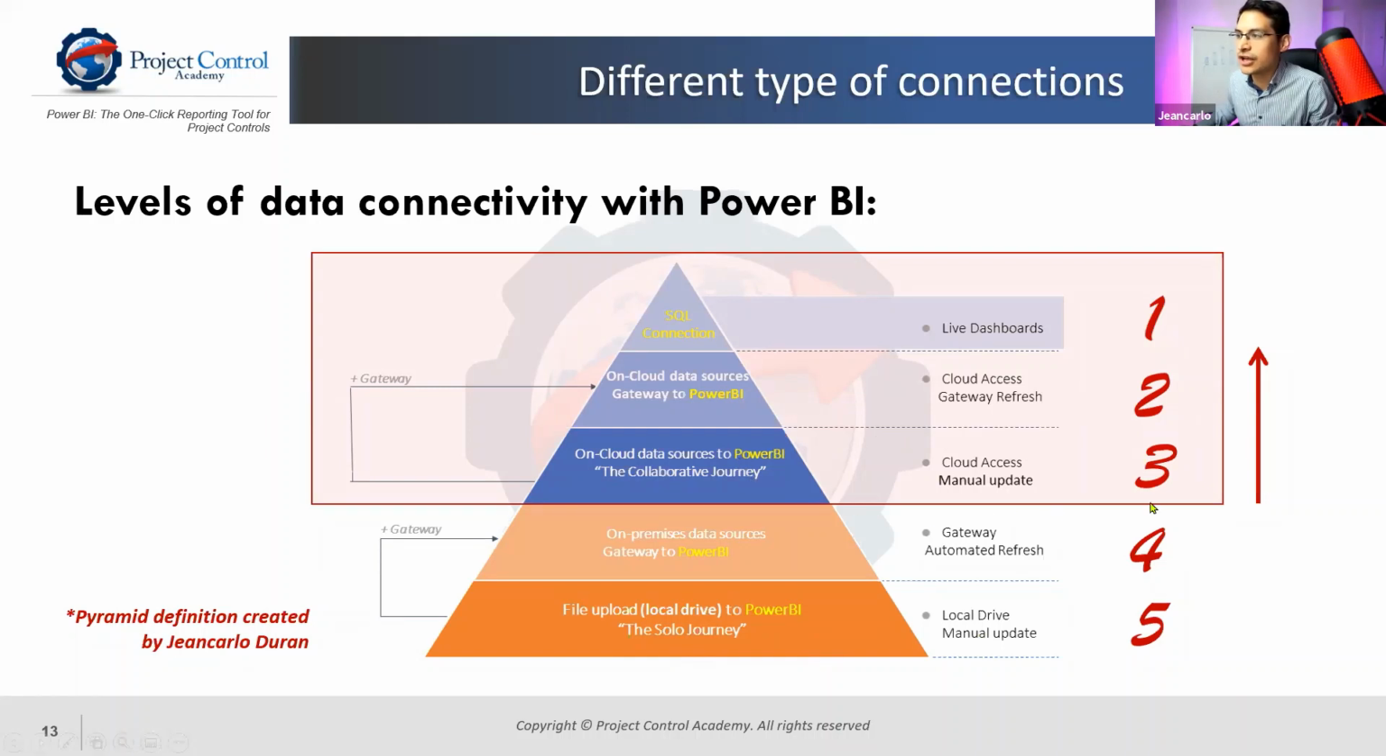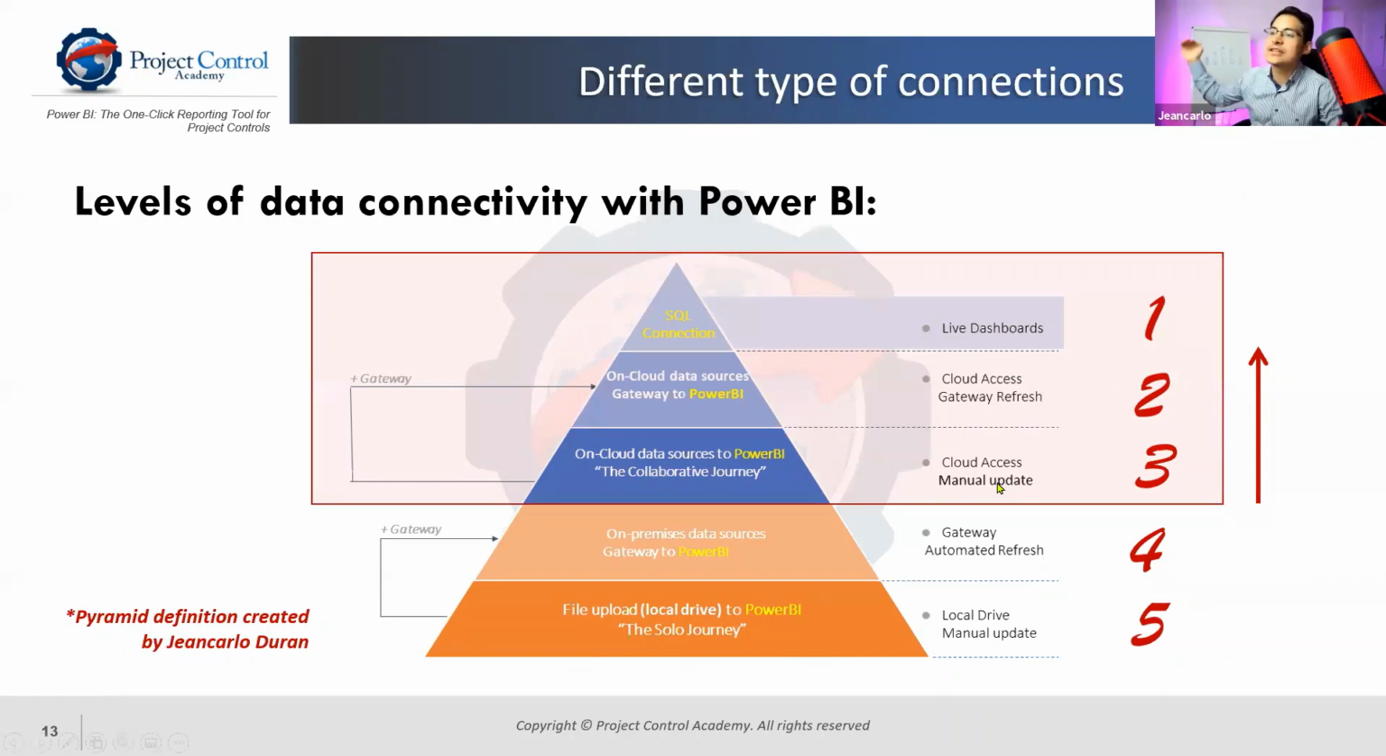You can go to level 3, where you are connected using your Power BI in your computer to data sources that are on the cloud. So for example, you are connected to a Dropbox, to a Google Drive, to SharePoint, OneDrive, etc. And then people will have access to those data sources. They can make changes live on the data sources, and then you can just click on refresh in your Power BI, and you will get that information coming into your computer from the cloud. And that's more collaborative because there are people interacting with you, changing the data sources on the cloud. So that's why we call that the collaborative journey.